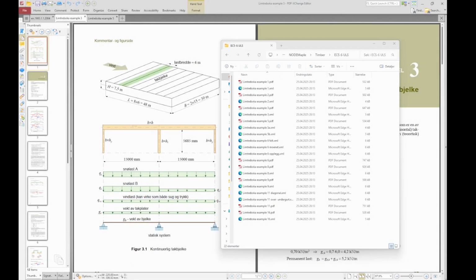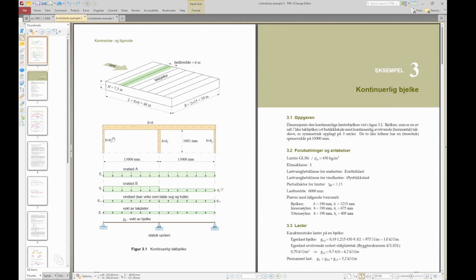So let's just continue with the example section of the ultimate limit states. We do have a couple of examples which we're not going to go through, but I'll just show you the system for example 5, which is also shown in example 3. Example 3 is just a continuous beam, which does have the same issues as example 1. We should check the shear and the moment and also the support, which means the compression perpendicular to the grain.